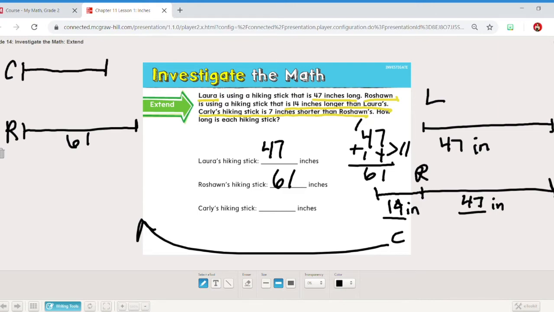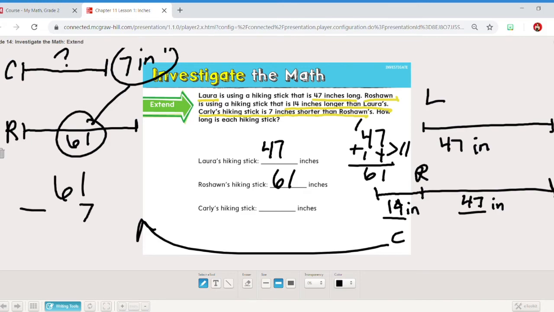So there's that. But it's shorter by 7 inches. So that's the missing length here. To figure that out, we need to subtract 7 from 61. So we can figure out what is Carly's. 61 minus 7. Go next door, borrow 10 more. So that becomes 5. This becomes 11. 11 minus 7 is 4. Looks like Carly's hiking stick is 54 inches.